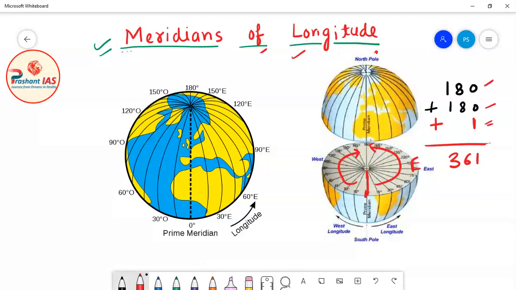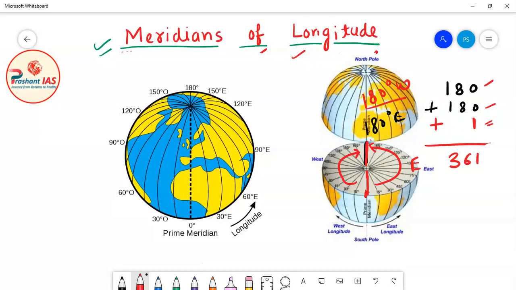Okay, but friends, I think many of you have observed that while we were drawing the meridians of longitude to the east, this was 180 degree east. Okay, so see the meridian of longitude which I have marked in black color. So this was 180 degree east. Okay, and just try to remember, friends, when I was explaining the western longitudes, I told you that this longitude is also 180 degree west.